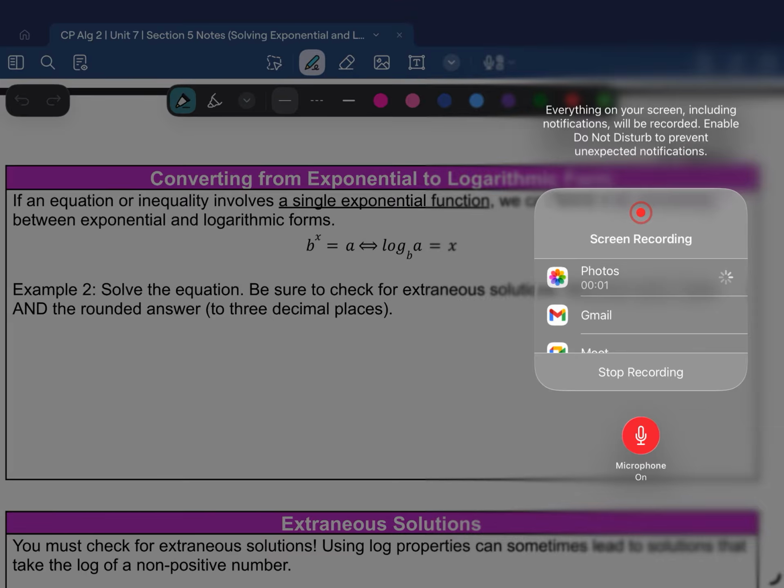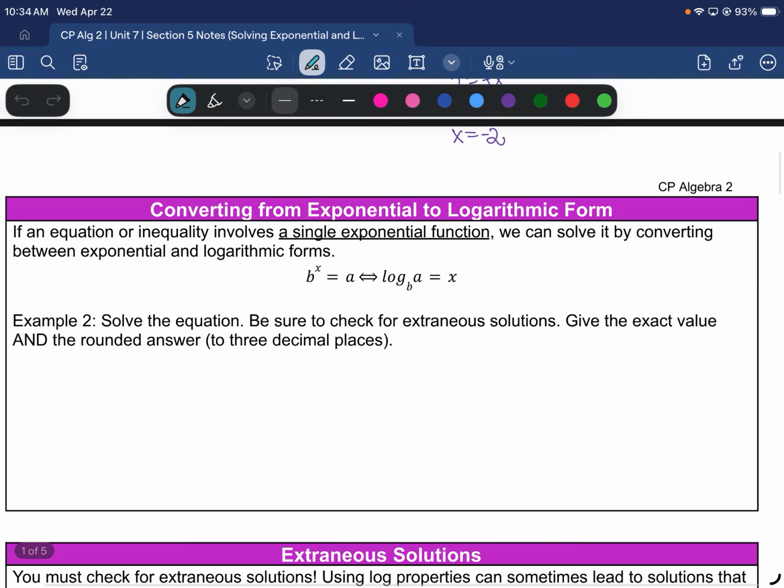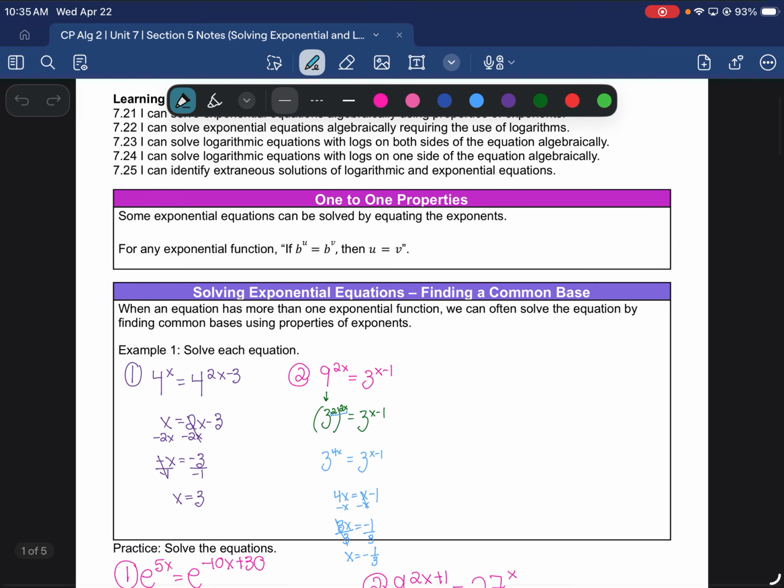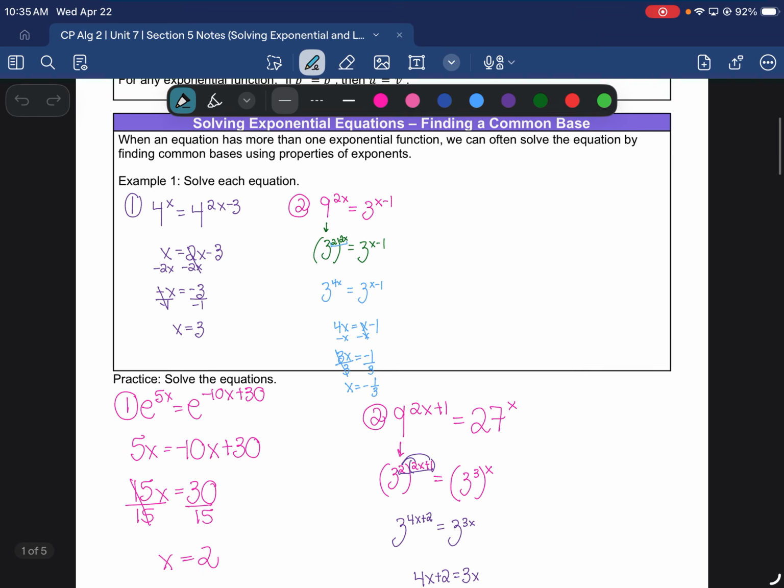Exponential and logarithmic equations. Okay, so there's equal signs. And yesterday we were just starting pretty basic where we had exponentials on both sides of our equal sign. And we wanted to make sure that before we set those exponents equal to each other that we found a common base. All right, not always going to be that easy.